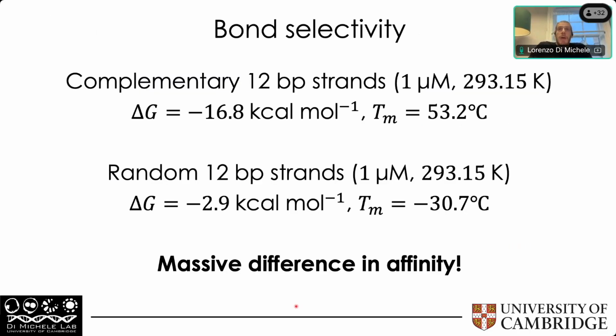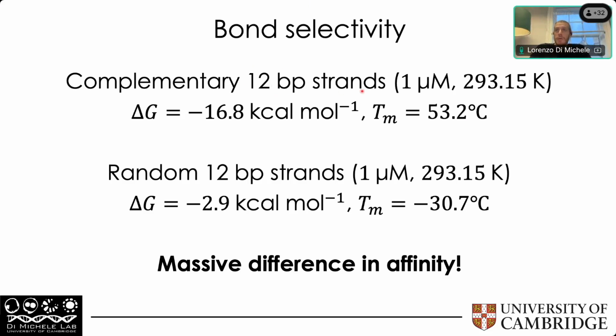Another very important point to make is about bond selectivity. I would like to make the point of how selective these DNA interactions are and how important this is for nanotechnology. We mentioned that base pairing is selective, so A will bind to T and C will bind to G. But let's put numbers around this selectivity. Let's consider a DNA oligo of a typical length that you would have in your DNA nanostructures, say 12 base pairs. So let's consider a duplex of 12 base pairs made of 2 DNA molecules that are complementary to each other.